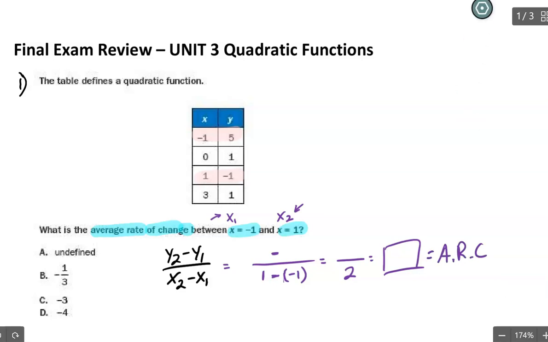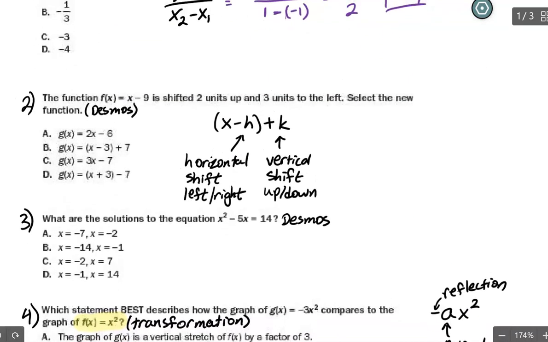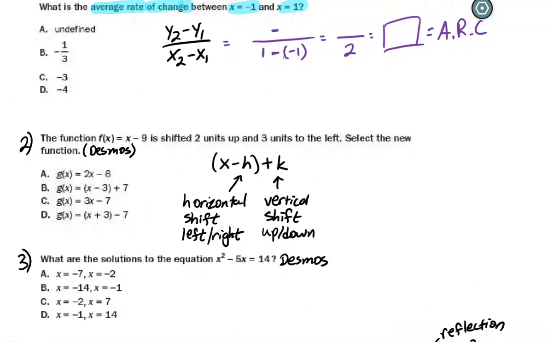All right, moving on to question number 2. These are shortened questions, so I'll just leave these here for now. The function f of x equals x minus 9 is shifted 2 units up and 3 units to the left. Select a new function. So I put Desmos here. Everything you see in my handwriting are hints. So it says to use Desmos, but here you have your function. X minus h, this minus h is your horizontal shift, plus k is your vertical shift. Horizontal means we go left and right, vertical means we go up and down.